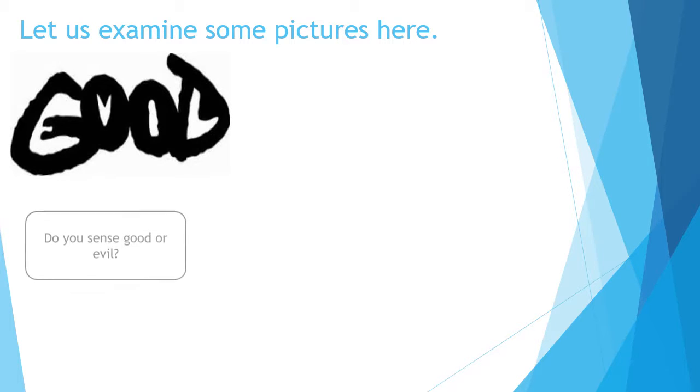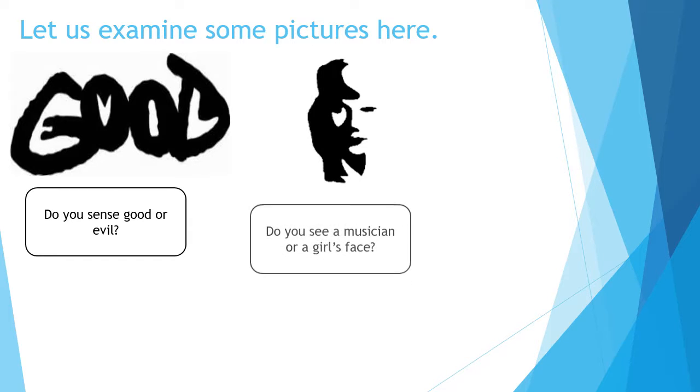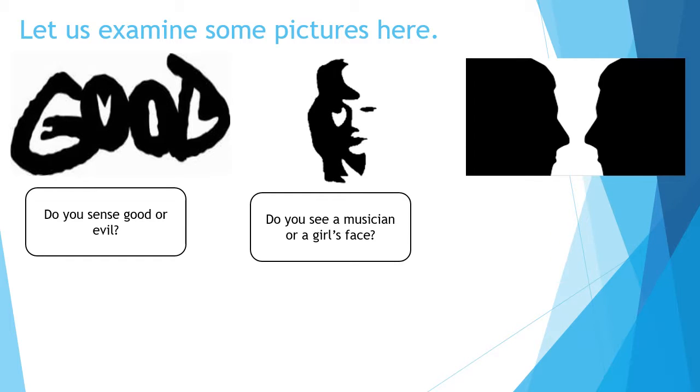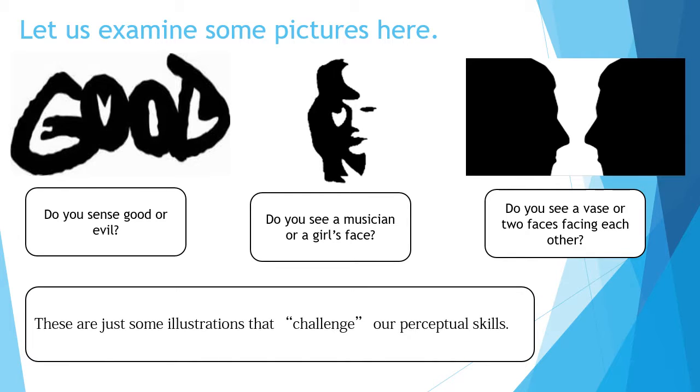Picture number 1, do you see good or evil? Picture number 2, do you see a musician or a girl's face? Picture number 3, do you see a face or two faces facing each other? These are some illustrations that challenge our perceptual skills.